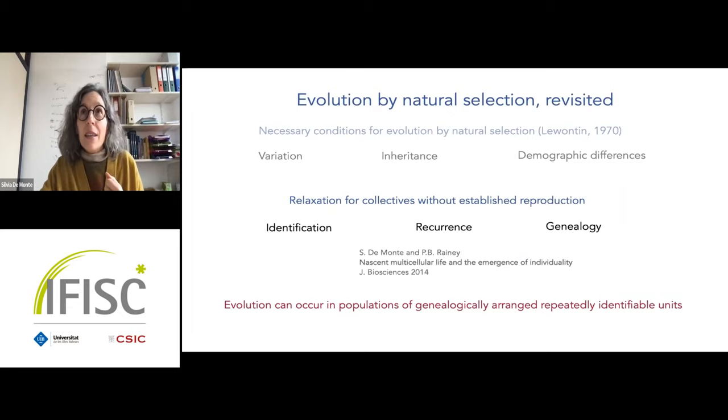The problem now is that in these conditions, it is not completely clear what is a parent and what is an offspring. But we pointed out that this is not necessarily such a big deal. So the Lewontin's conditions can be relaxed in order to accept more general kind of units that do not have already the genealogical structure that is given by reproduction as we know it for metazoans or for plants. And indeed, we argued that one can think of evolution via natural selection to occur in general in any population that is genealogically arranged in units that are identifiable over time.